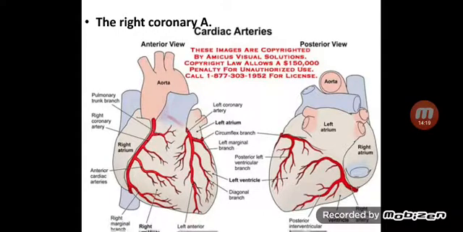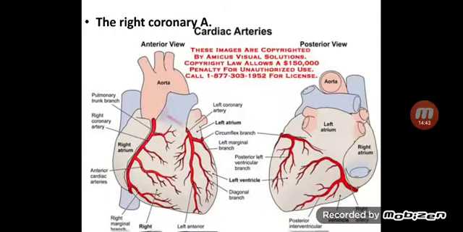It supplies the posterior part of the ventricular septum but not the apical part. The posterior part, it supplies, as we said, the right and left ventricles, and the posterior part of the ventricular septum, but not the apical part. Why? Because the apical part is supplied by the anterior interventricular branch that comes from the left coronary artery.